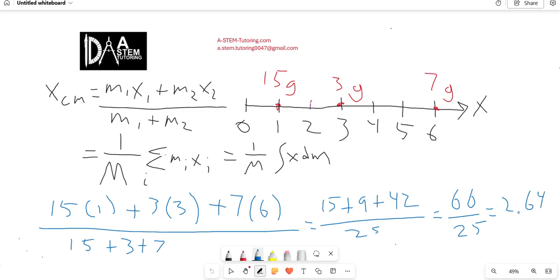2.64, which would fall right around here. That would be the center of mass. As expected, it pulls somewhat to the left because the 15-gram mass on the left end is much heavier than the other two masses. This has been a simple demonstration of how to calculate the center of mass of a system of points spread out along one dimension.